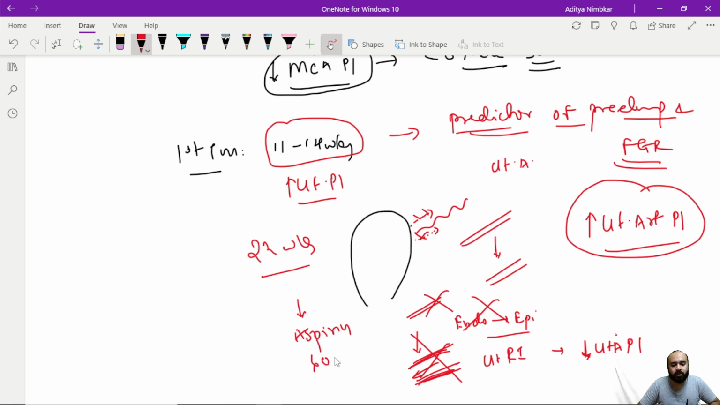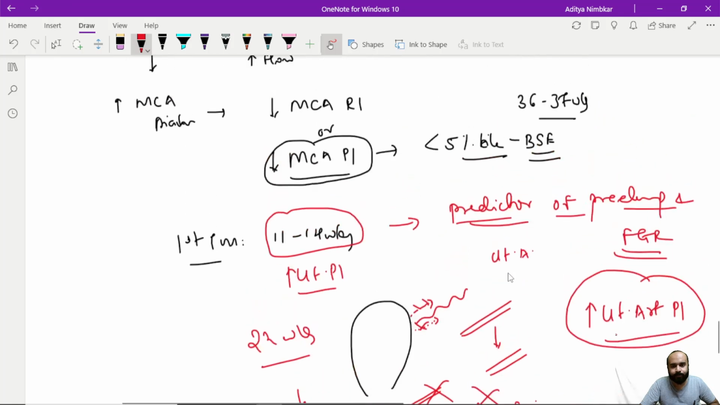Low dose aspirin is between 60 milligram to 150 milligram. A lot of people start at 75, a lot start at 150. You can start any of these. Once you start this, the diameter and the clotting is reduced. It increases or maintains the diameter so that at least blood keeps flowing properly.